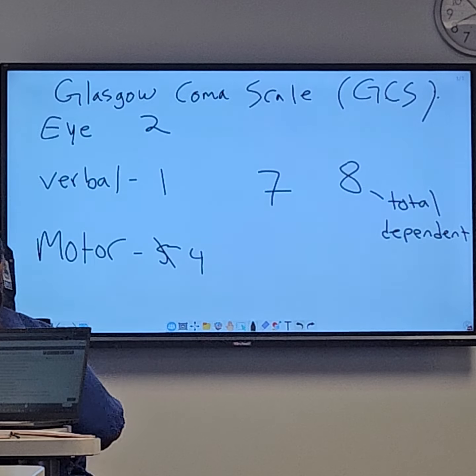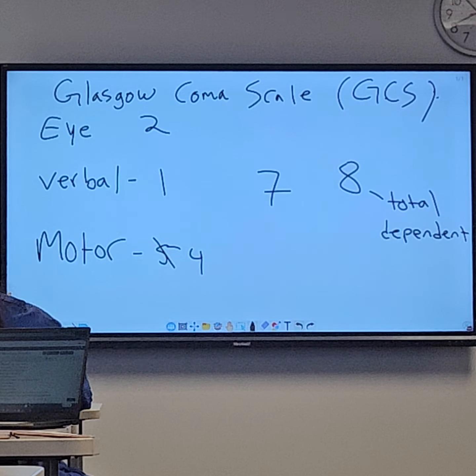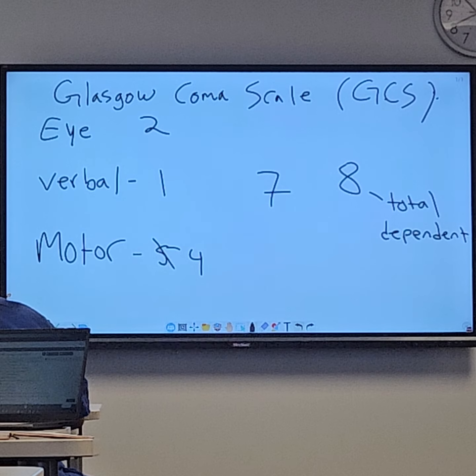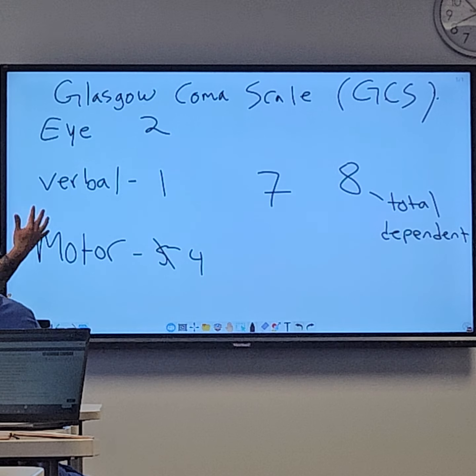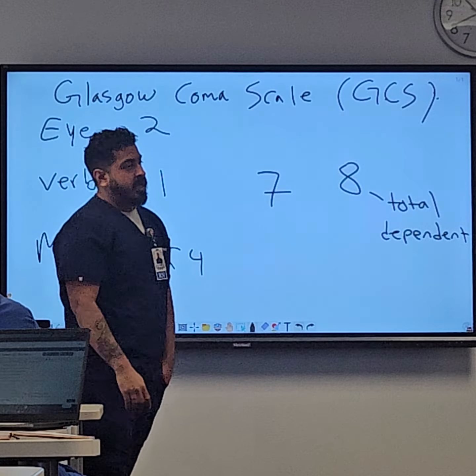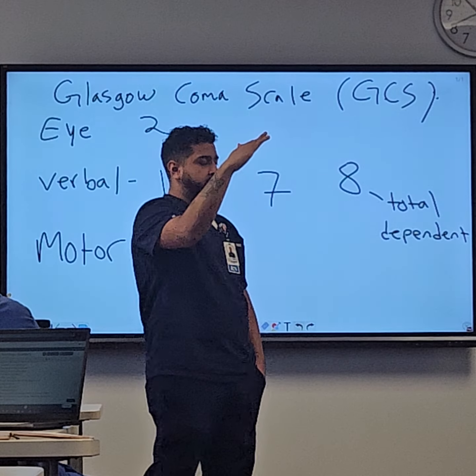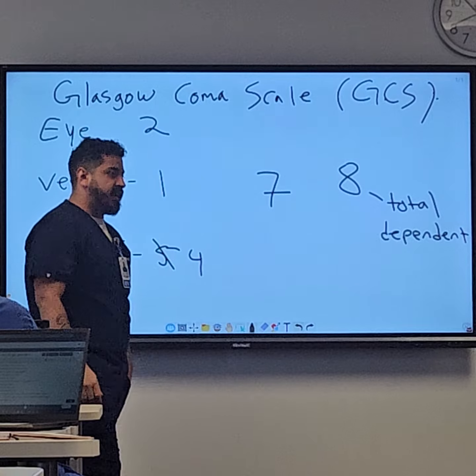They can't do anything for themselves generally. That's like a cutoff: 8, and I need you to remember that. Once they're 8 and below, it's severe impairment, and generally they're totally dependent. It's a fast-track way for a doctor to know that once they're 8 and below, they're severely impaired.